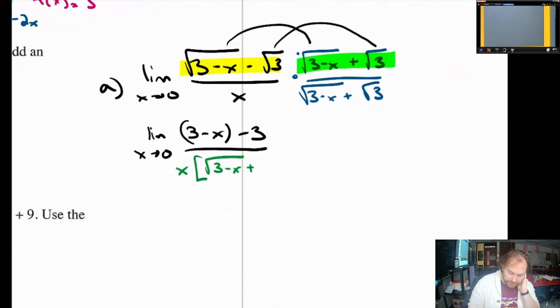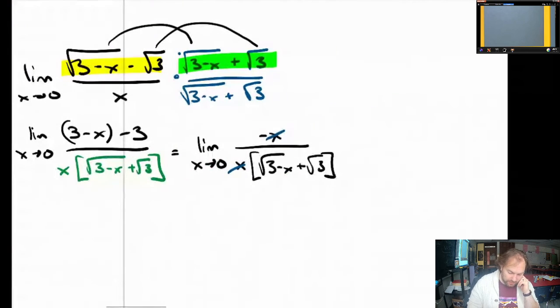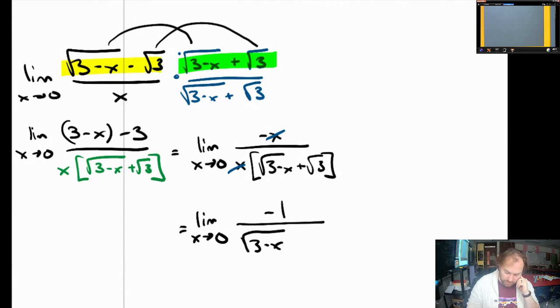Because remember, our goal at the end of this problem is to just be able to plug in 0 and get an answer. So what's going to happen here is we're going to have the limit as x approaches 0. We're going to have a negative x on top because the 3 and the negative 3 will cancel. And we're going to have an x on the bottom times the other stuff, the square root of 3 minus x plus the root of 3. These guys will now be able to cancel out, and now you actually can just plug in 0. This is the limit as x approaches 0 of negative 1 over the square root of 3 minus x plus the square root of 3.